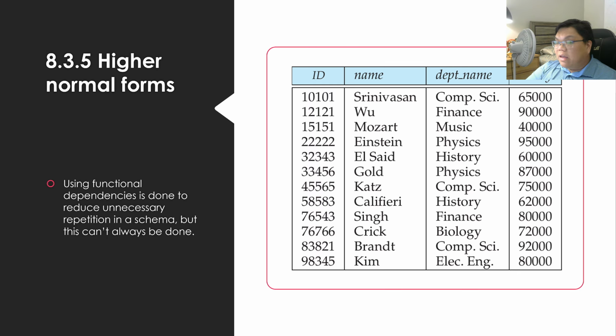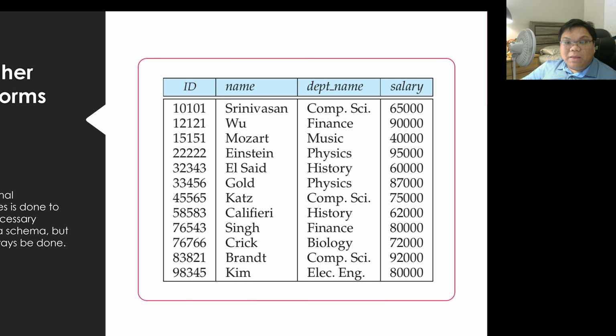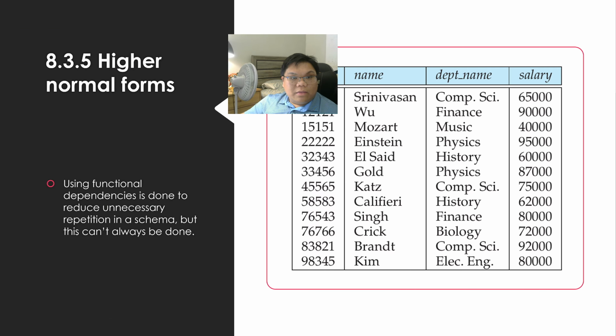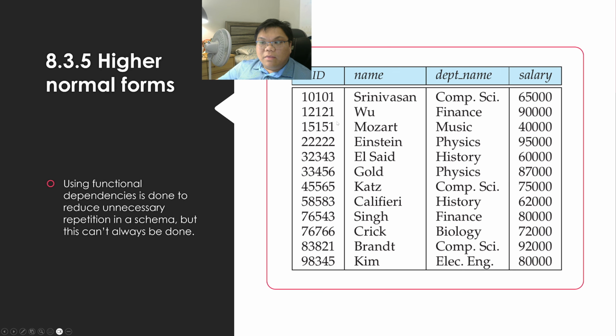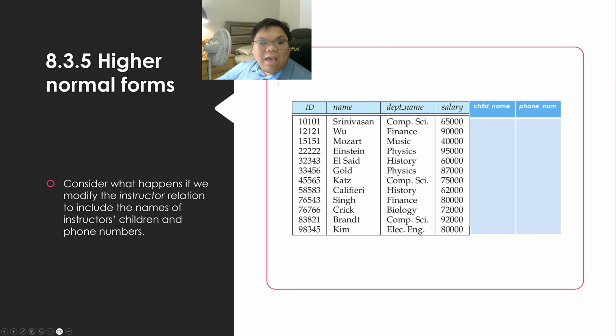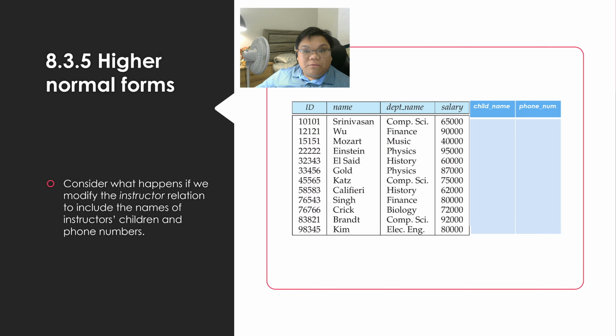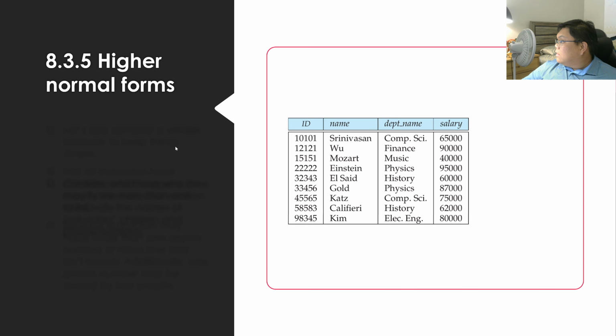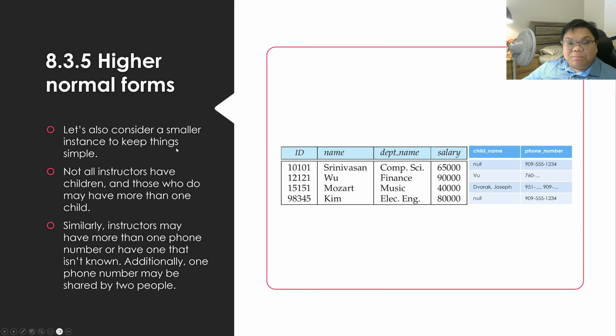So here is a table of our instructors for our university example. Consider what happens if we have a variant of this table, where in addition we add to the schema instructors' children and instructors' phone numbers. So we're going to get into unneeded repetition here. Let's also consider a smaller instance to keep things simple.